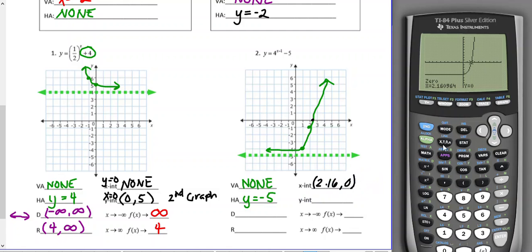Remember, the y-intercept, we always get that from our table. So second graph, when x is 0, y was -4.75. 0, -4.75.